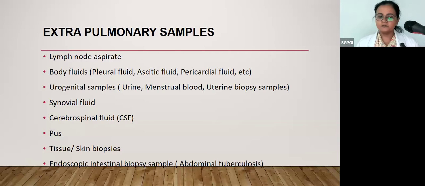Pus sample is taken for tuberculosis as well as for atypical mycobacterium. Tissue or skin biopsy can be taken. Endoscopic intestinal biopsy samples are taken for the suspicion of abdominal tuberculosis.